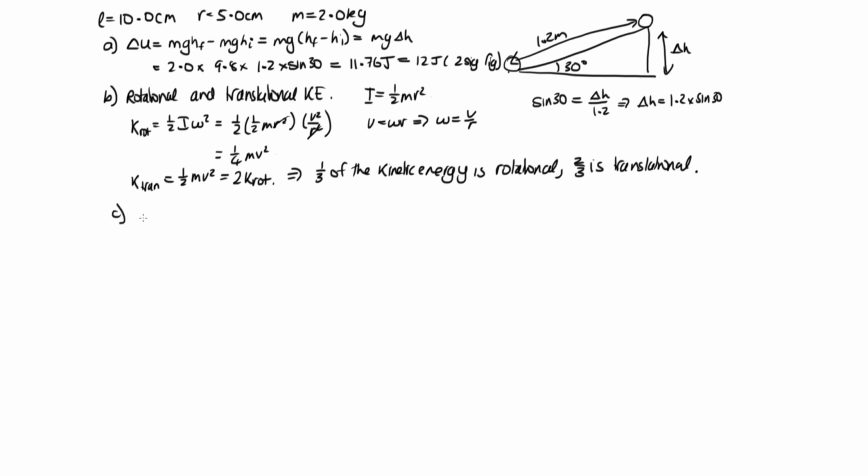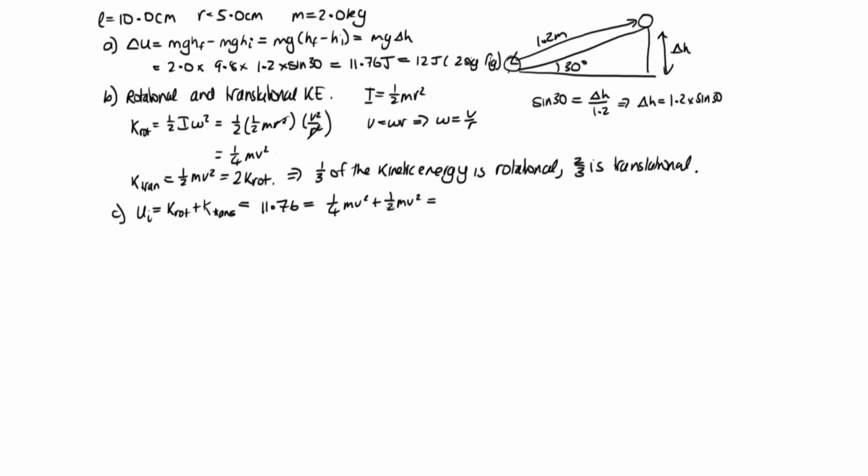Okay, part C then asks us what is the speed of the cylinder at the bottom of the plane. Okay, so at the bottom it's lost all this potential energy and it's lost it into the rotational and translational kinetic energy. So we've got U initial is equal to K rotational plus K translational. And up the top we worked out what U initial was. It was 11.76. We'll keep all our significant figures for our working here. And K rotational, that's equal to a quarter mv squared. K translational, that's equal to a half mv squared.